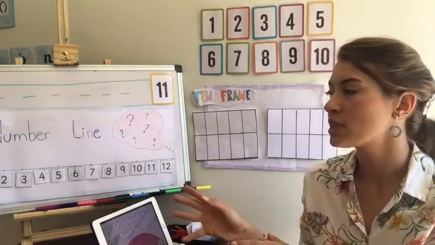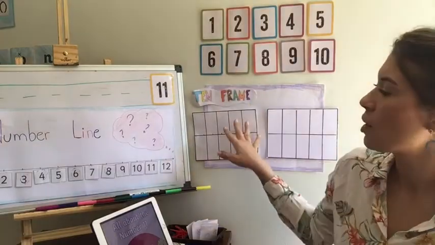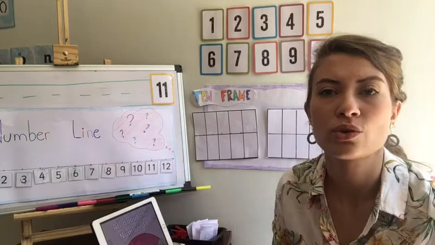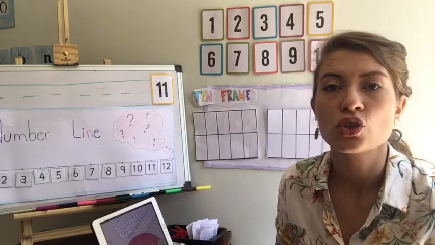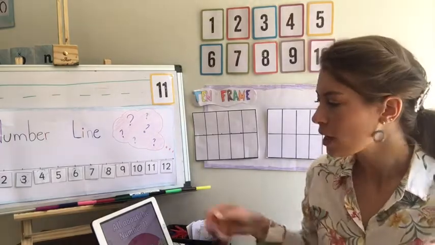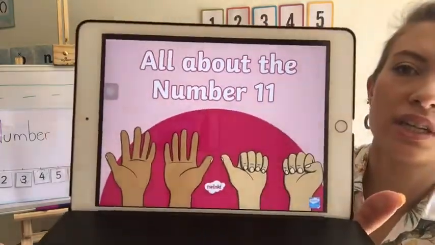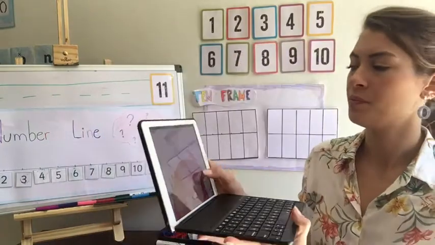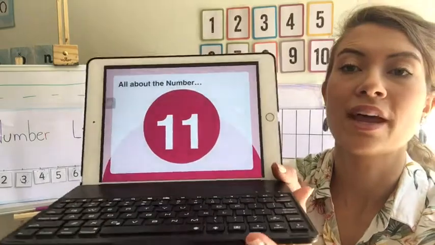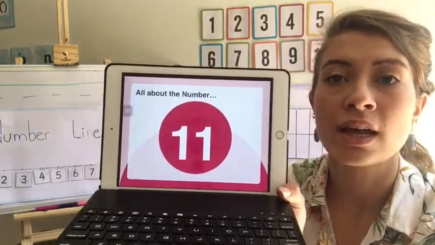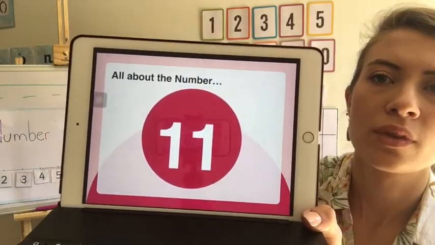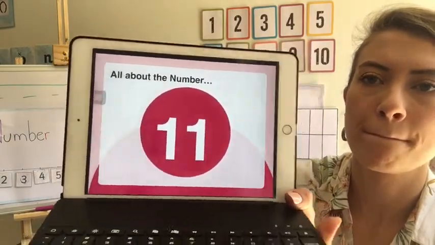And during the presentation, I'm going to use the 10 frame and the number line and other resources that I have here with me to explain this number 11 better. Well, let's get started here with the presentation all about the number 11. That's the number 11. And how to write the number 11? 11, it's 2 ones, one beside another one.